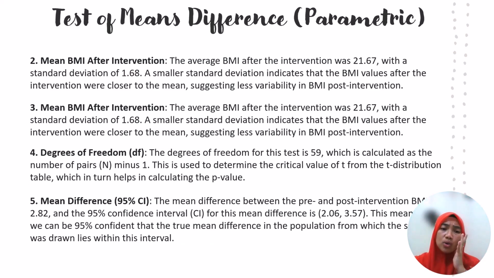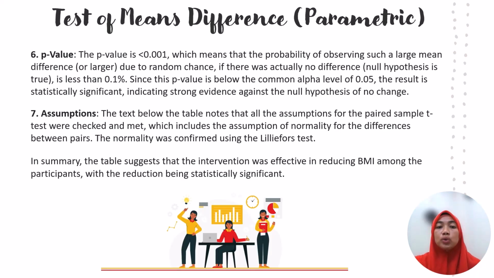The second one, you can discuss the mean BMI after intervention. You can discuss the degree of freedom. You can discuss the mean difference. Alright, each result in Table 3, you need to report one by one. Next one, you need to discuss the p-value, and the last one, you need to discuss the assumptions of the paired sample t-test, the assumptions of the study.